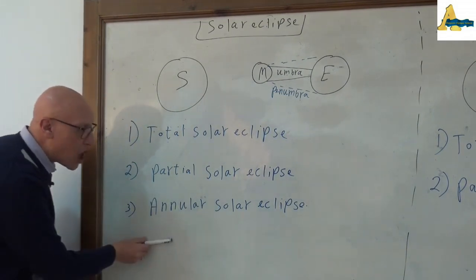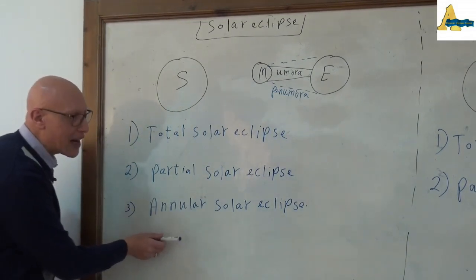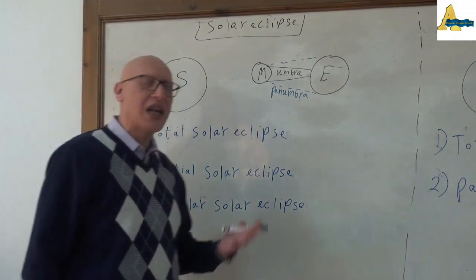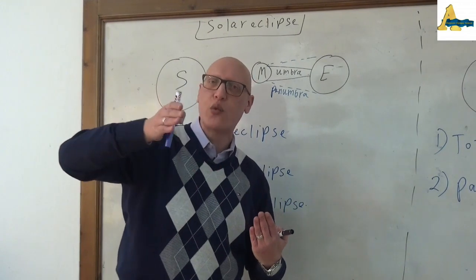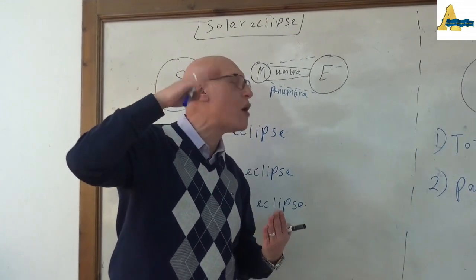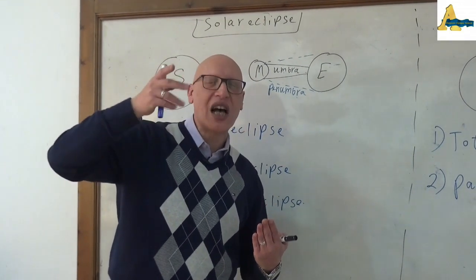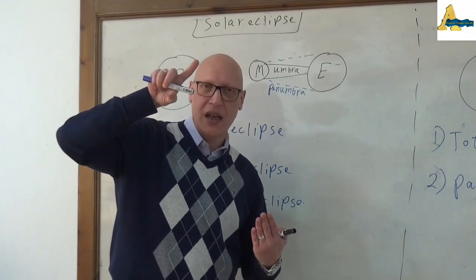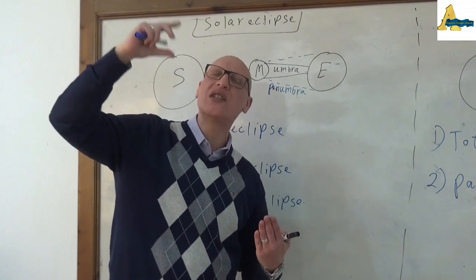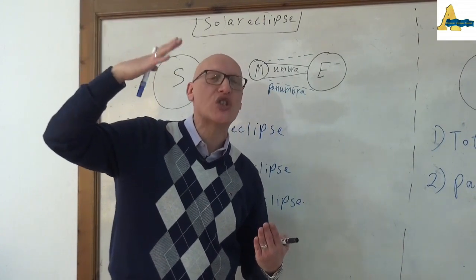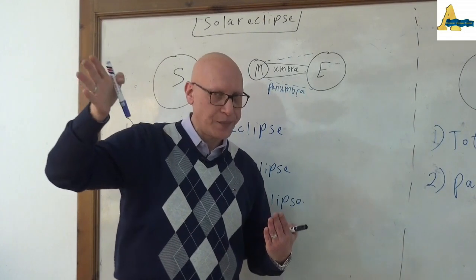While the last type, the annular solar eclipse, happens when the moon is in a higher orbit, or in another way, when the moon is far from the earth. So the sun appears as a lighted ring, because when the moon is away from the earth, it seems to be small in size and it cannot hide all the sun.